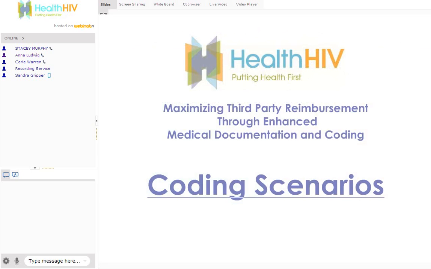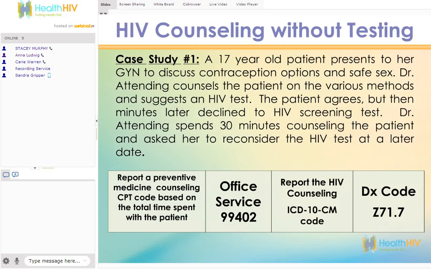All right, so now let's look at some coding scenarios. Here's the part that everyone's been waiting for. Let's look at some coding scenarios. So this is an HIV counseling without testing. A 17-year-old patient presents to their GYN to discuss contraceptive options and safe sex. The doctor counsels the patient on the various methods and suggests to the patient to take an HIV test. The patient agrees but then declines.